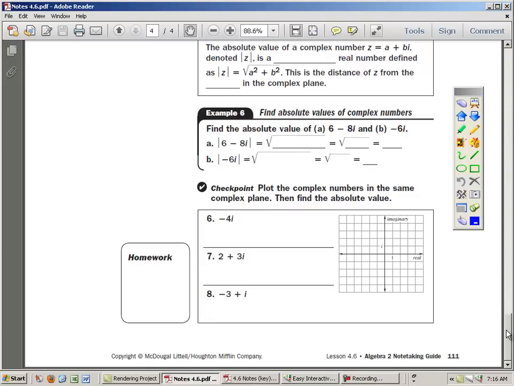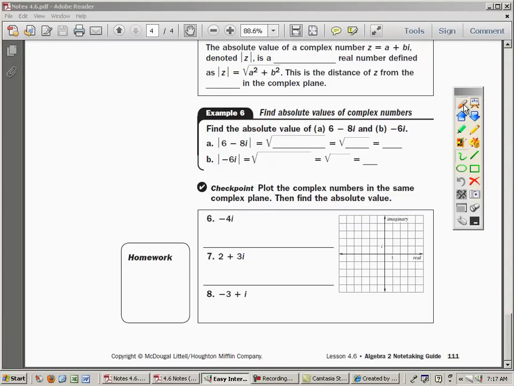So try the last three checkpoint problems rather. It looks like we're plotting those distances, and then we're also going to find their distances. Plotting the complex numbers and then finding their distance to 0, finding their absolute value. All right, so your solutions for these checkpoint problems are as follows.